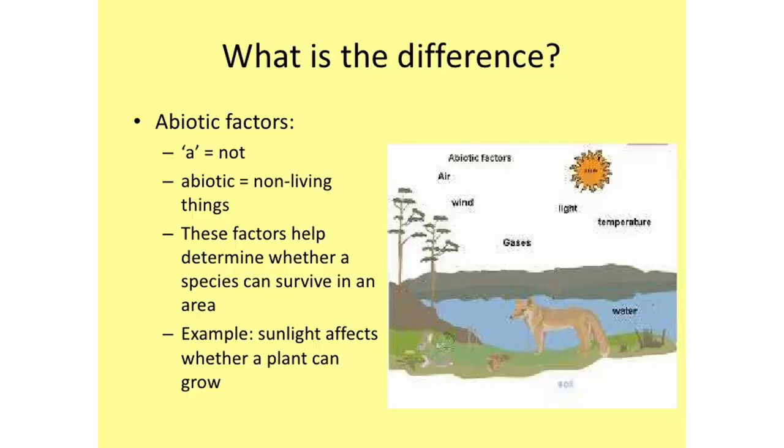So, what is the difference between abiotic factors and biotic factors? Here, abiotic means non-living things. These abiotic factors are helpful in determining whether a species can survive in an area. So, depending upon the abiotic factors, the species and the varieties in an area change.